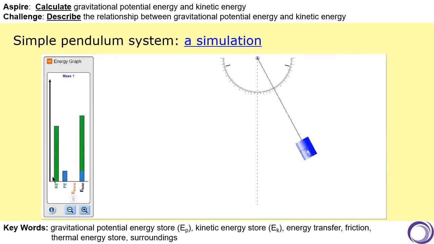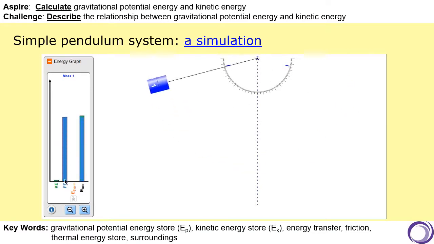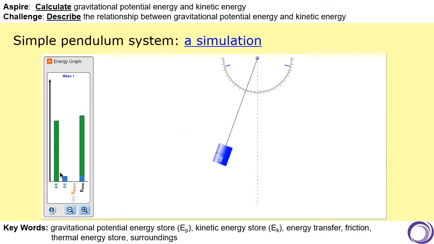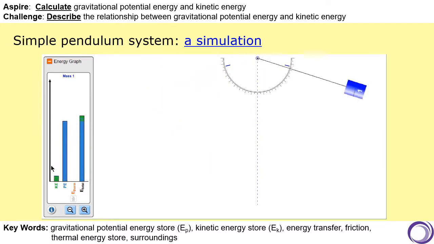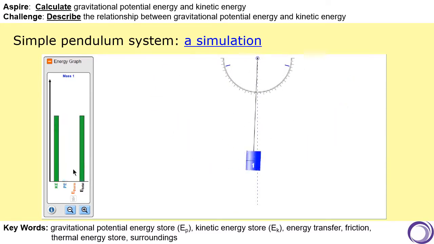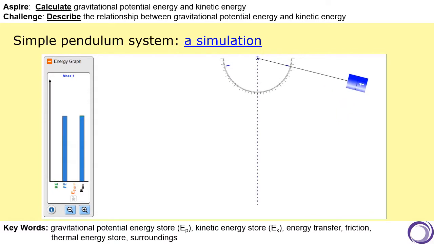And if you look at the graphs here, so KE is my kinetic energy, and you can see that the energy stores, KE and PE, so kinetic energy and gravitational potential energy, are continuously interchanging. Now I'm going to slow it down so we can have a look at these graphs a little bit closer. And when my pendulum is here at its highest point, that is where the gravitational potential energy is highest. And at that point, there is almost no kinetic energy at all.